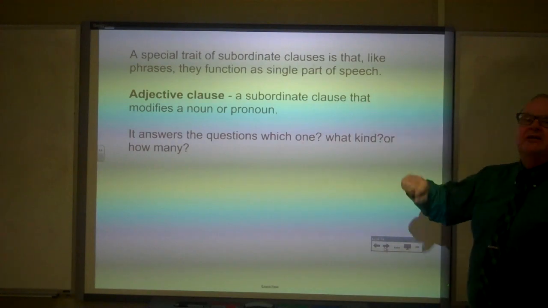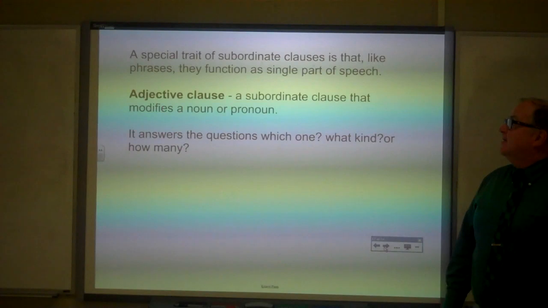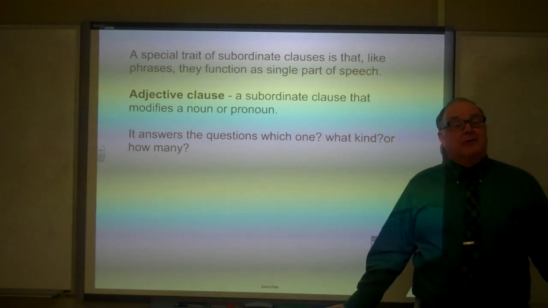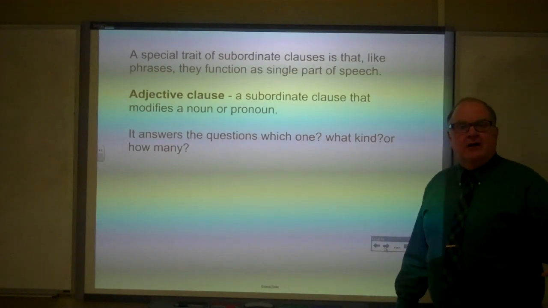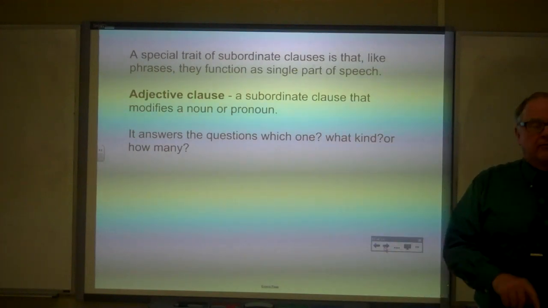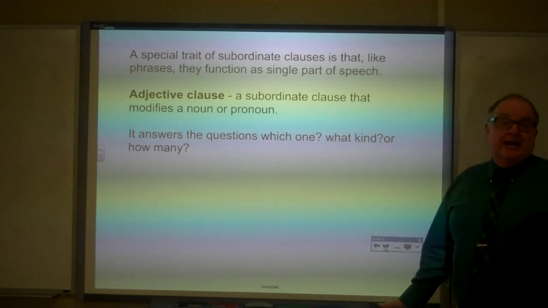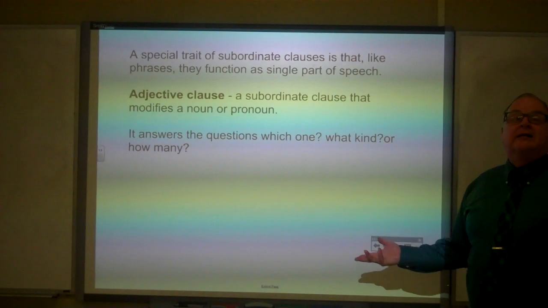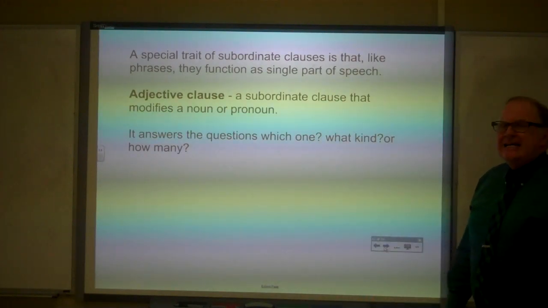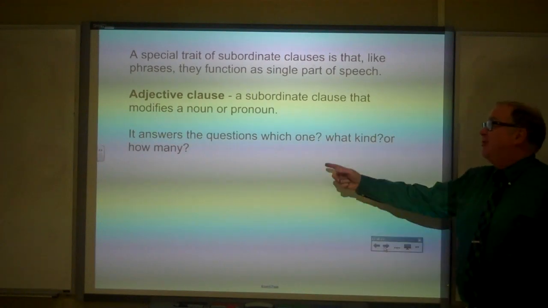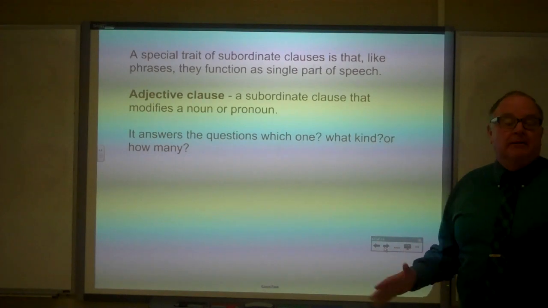Namely, adjective clauses. An adjective clause is a subordinate clause that modifies a noun or a pronoun. That's what adjectives do, right? So an adjective clause is a clause, it's got a subject and a verb, that modifies a noun or a pronoun. It would answer the questions which one, what kind, or how many. Those are the questions that adjectives answer. I have to tell you, it's pretty unusual to find an adjective clause that answers the question how many, but it's possible.